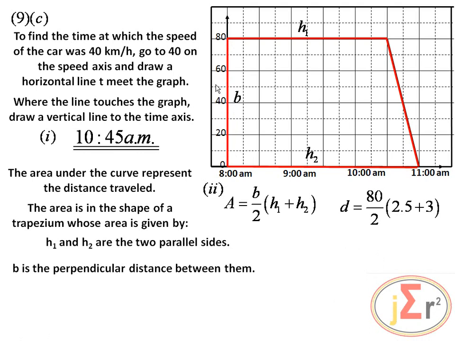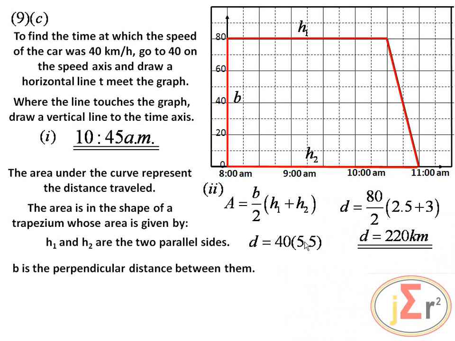The 2 parallel sides have to be from here to here, that is from 8 a.m. to 11 a.m. is 3 hours, and then from 8 a.m. to 10:30 a.m. is 2.5 hours. No doubt, the perpendicular distance between them is given by 80 on the speed axis. The result is 220 kilometers. 2 into 80 is 40.